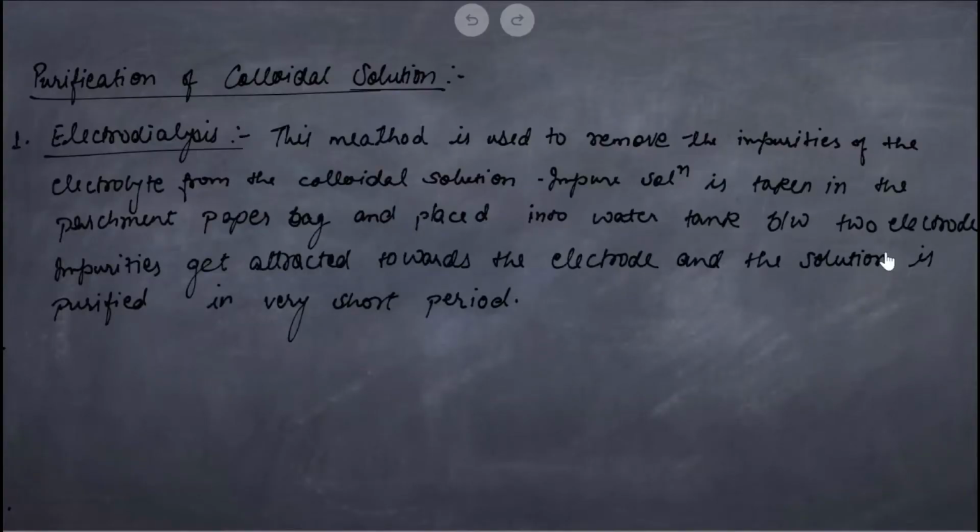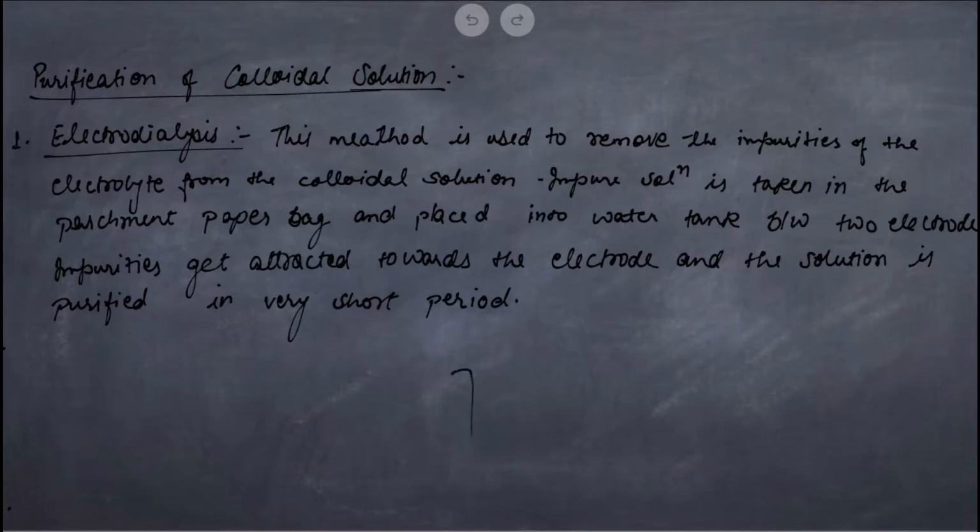Let us now talk about purification of colloids. The first method is electrodialysis. This method is used to remove electrolyte impurities from the colloidal solution. The impure solution is taken in a parchment paper bag and placed into a water tank between two electrodes. Impurities get attracted towards the electrodes, and the solution gets purified.